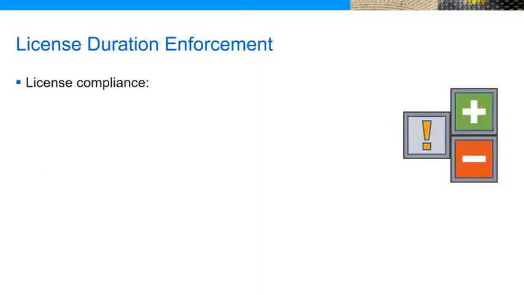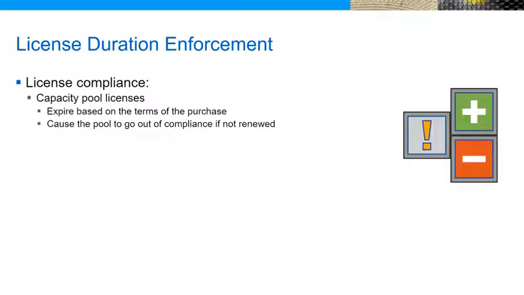A license can expire and go out of compliance in the following situations. The capacity license for a shared capacity pool expires based on the term expiration date. For example, a license might expire after 1 year. If the capacity pool license is not renewed, then the license goes out of compliance. Any subsequent lease renewal request to the expired license is rejected.